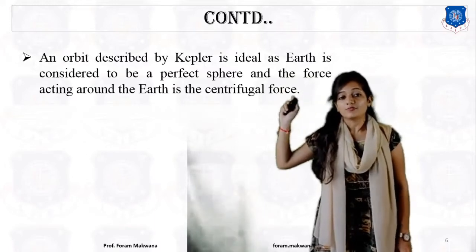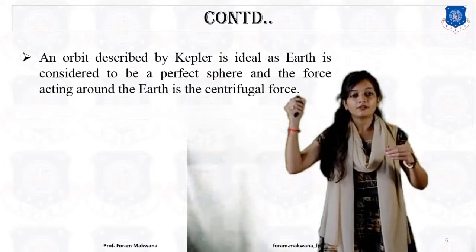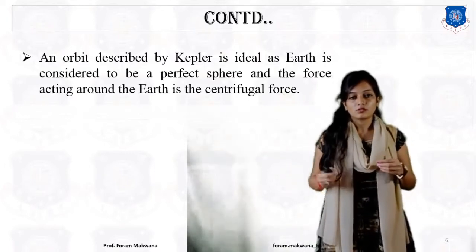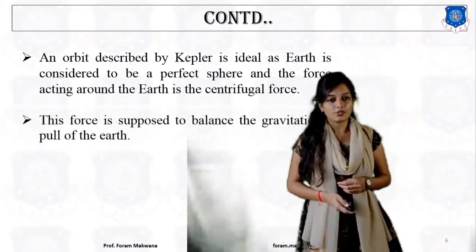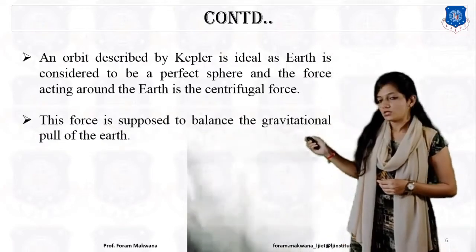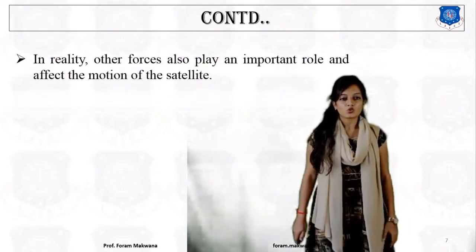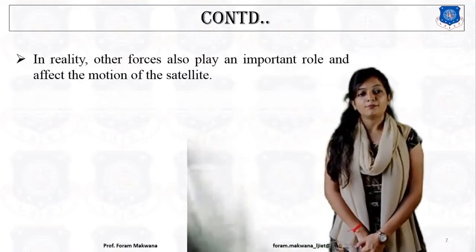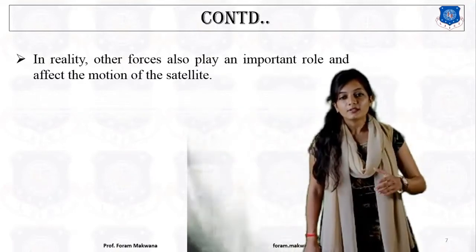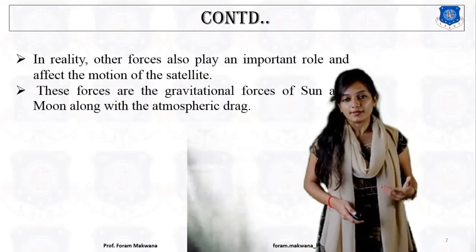Earth is not perfectly spherical. So at each and every point, there is a different centrifugal force around the Earth. Okay, so it will also cause perturbation. Why? Because this force is supposed to balance the gravitational pull of Earth. So in reality, there are also other forces that play an important role in affecting the satellite position and the motion of the satellite.